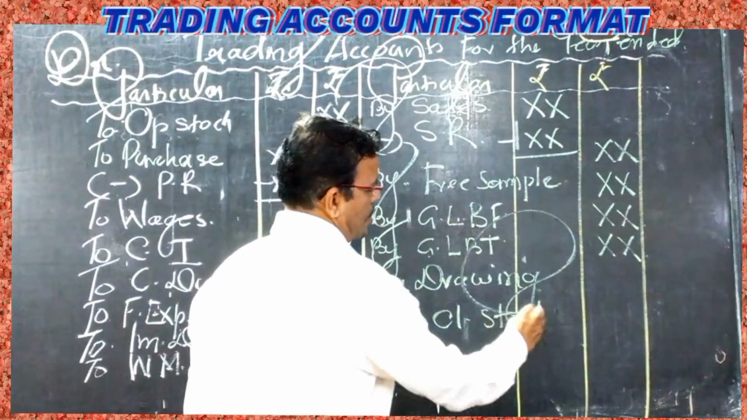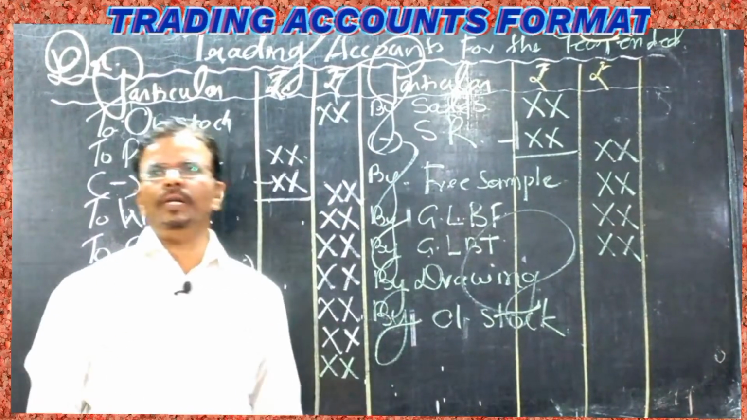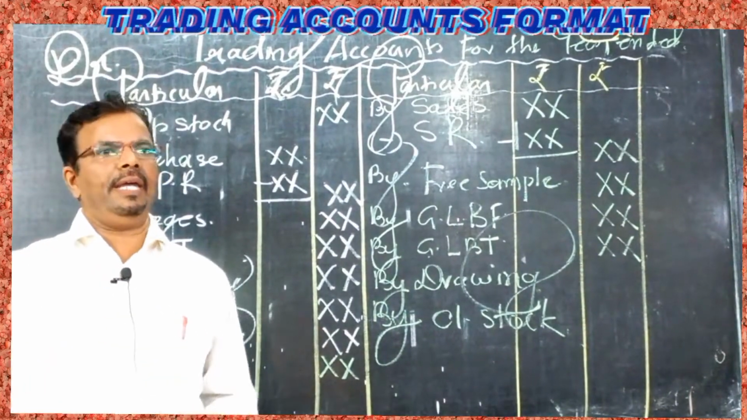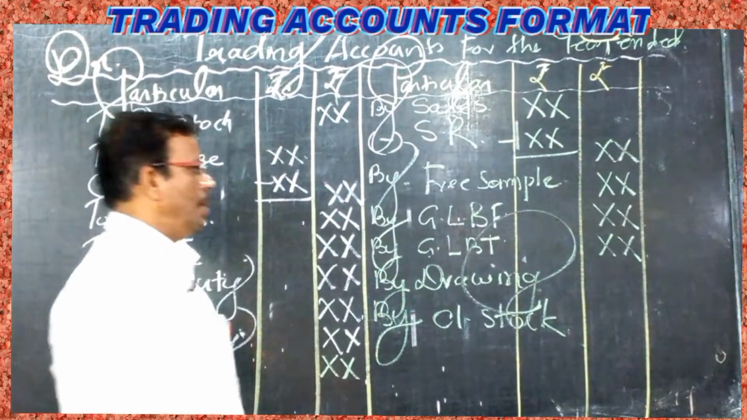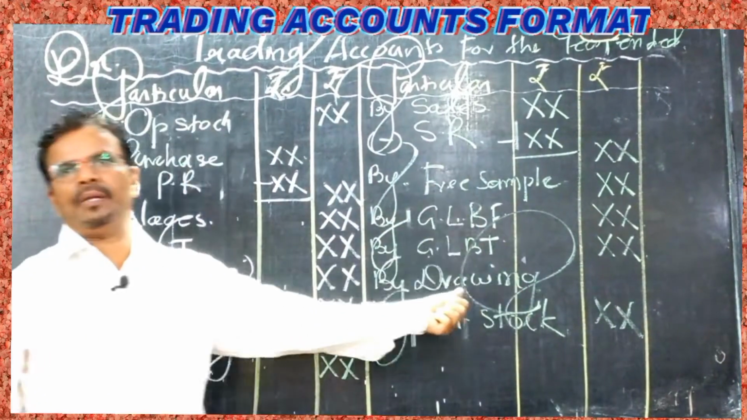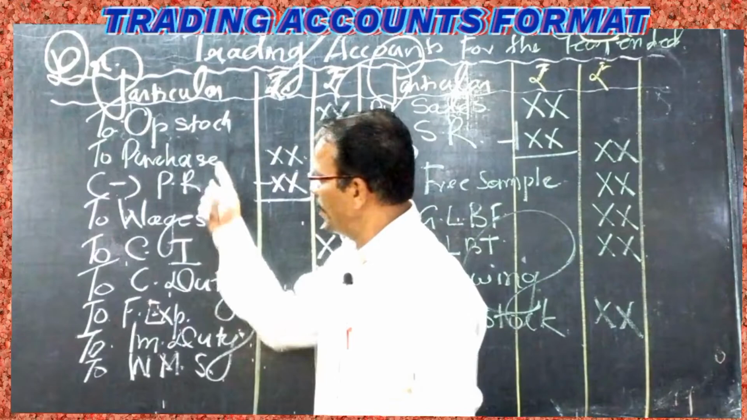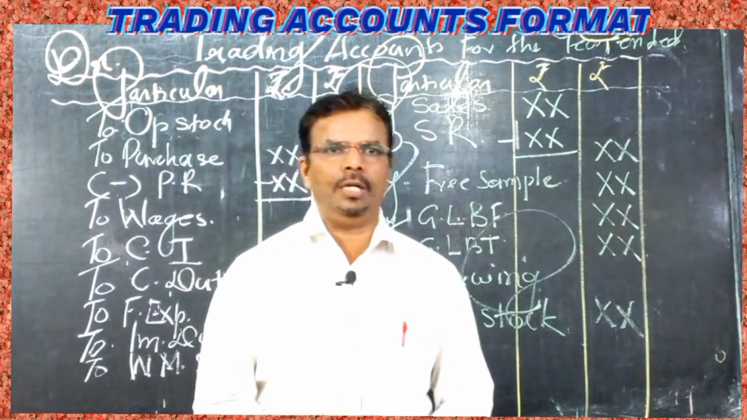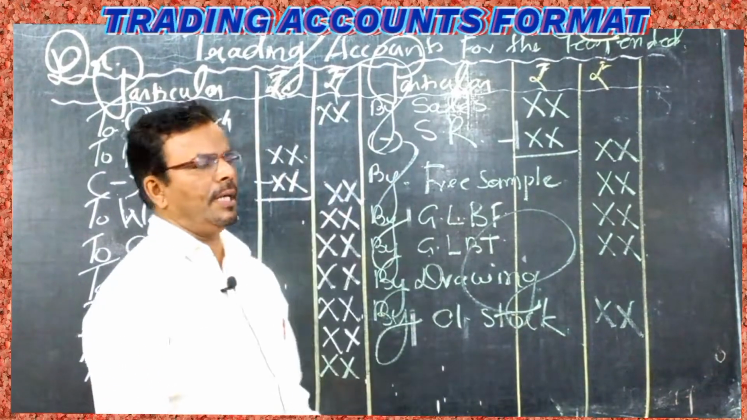Closing stock means the goods which are not sold in the market in the current year. These will be sold in the next year, and that is our closing stock. So these are the items appearing on the credit side and these are the items appearing on the debit side. At the end, we have to take the total.